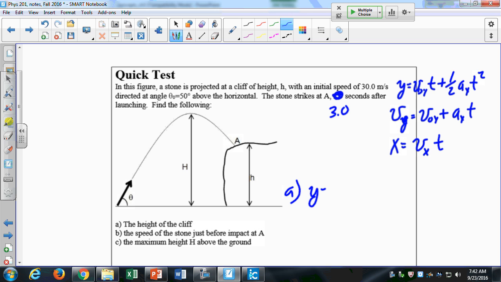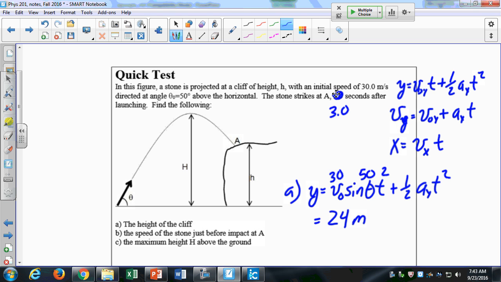So I have y equals v naught sine theta times t plus 1/2 ay t squared. And so that's equal to, is it equal to 24? Does anybody else confirm that? 24? All right, 24 meters. That's putting in v naught of 30, theta of 50, t of 2, and a of -10 for those values.